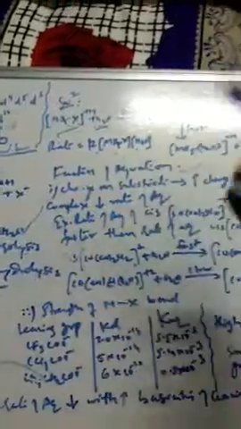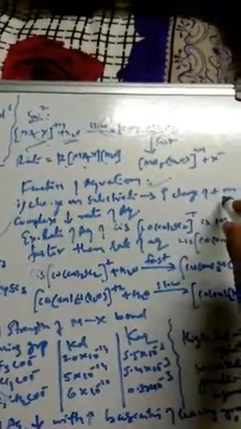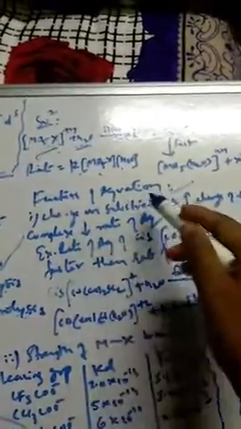See here, the positive charge is the main thing. If the positive charge on the complex increases, what will happen now? An increase in the positive charge will decrease the rate of aquation. This point you should remember, okay. An increase in the positive charge on the complex will decrease the rate of aquation.